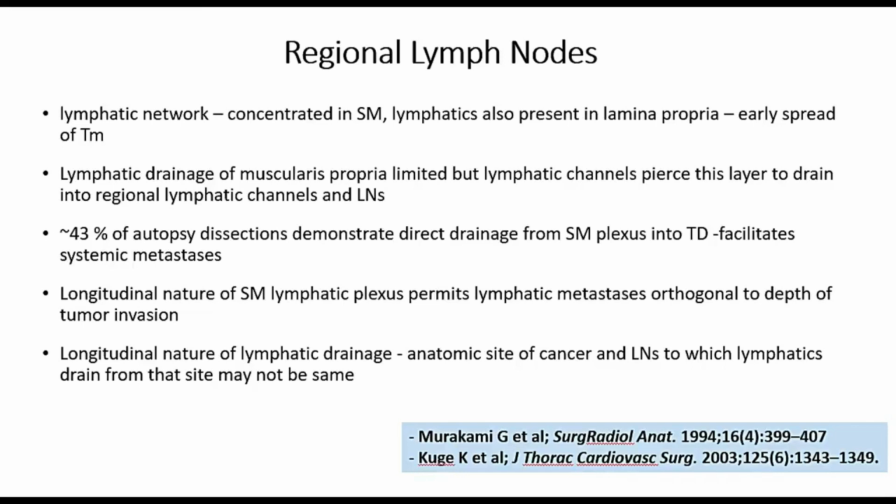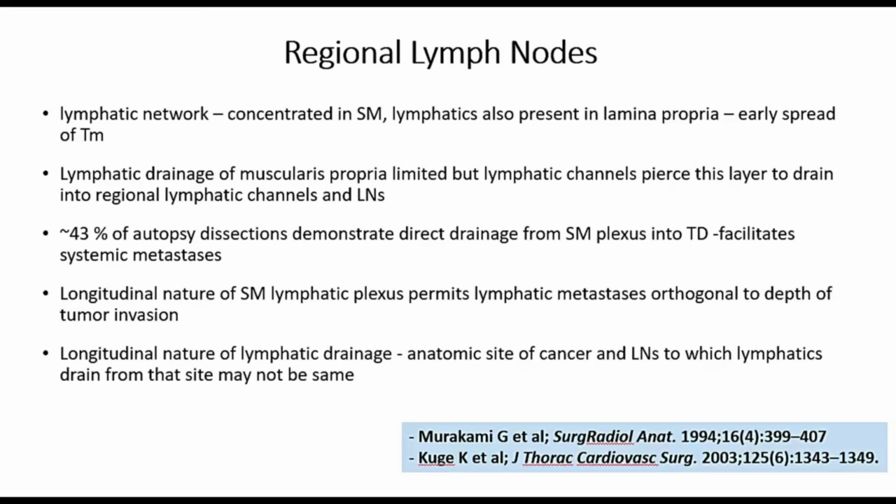So regarding the regional lymph nodes, the lymphatic network is concentrated in the submucosa. Lymphatics are also present in the lamina propria, which leads to the early spread of tumor in the esophagus. Lymphatic drainage of the muscularis propria is limited, but lymphatic channels pierce this layer to drain into regional lymphatic channels and lymph nodes.